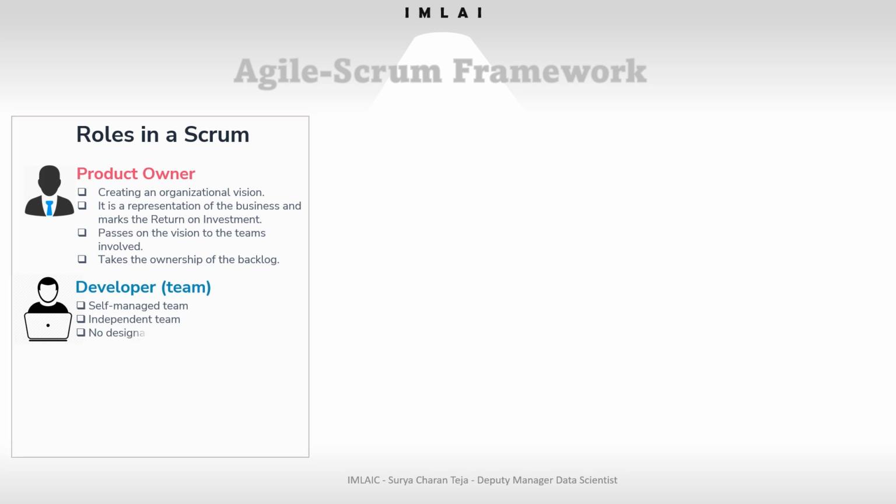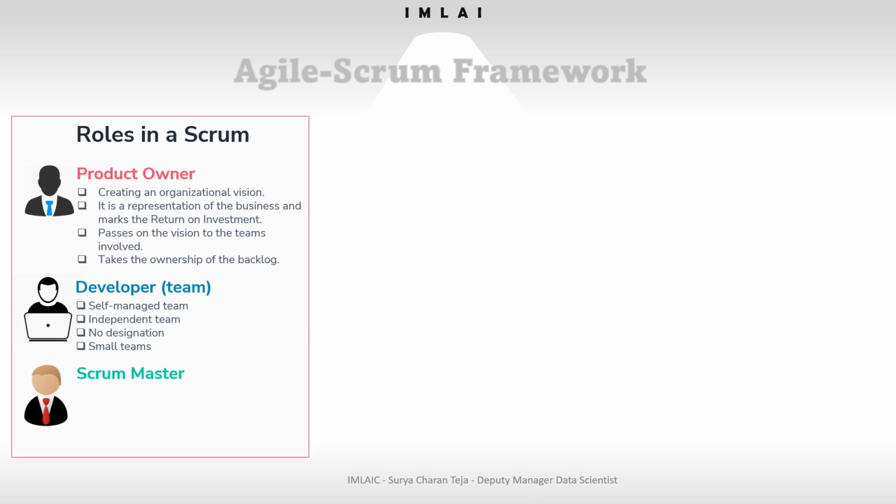Then we have no designation. That means the team does not have any specific designation, and each member has the necessary skills to deliver the required work. And the final one is small teams. The development teams are ideally small sized, with 5 to 9 members.